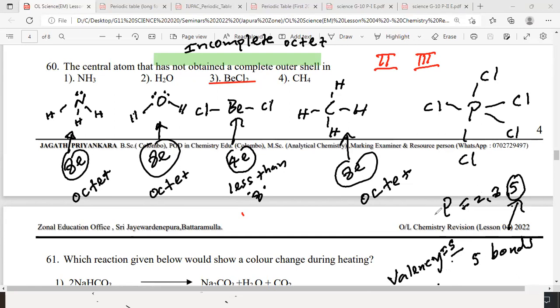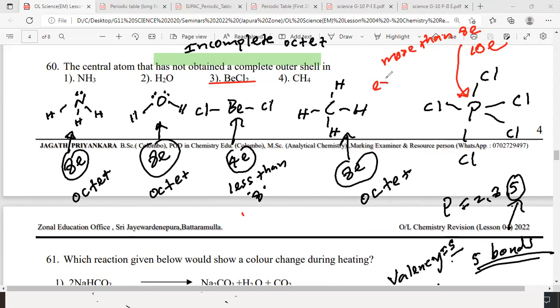When all 5 electrons participate in forming covalent bonds in the valence shell, 5 becomes 10. So the central atom, phosphorus, has how many electrons? 10 electrons. What is this called? Expanded octet. More than 8 electrons. Please note this down, everyone. More than 8 electrons means expanded octet. This is given in the grade 10 textbook, chapter 10. Expanded octet.